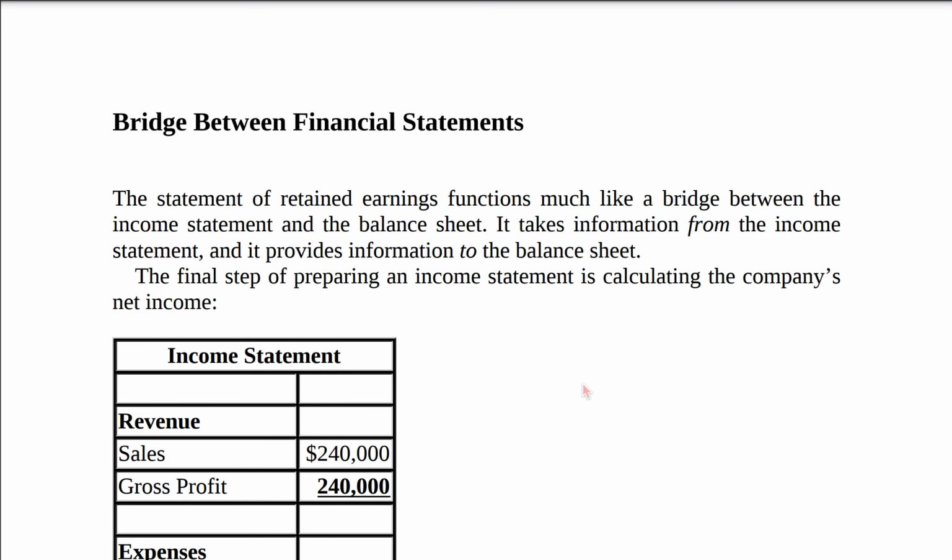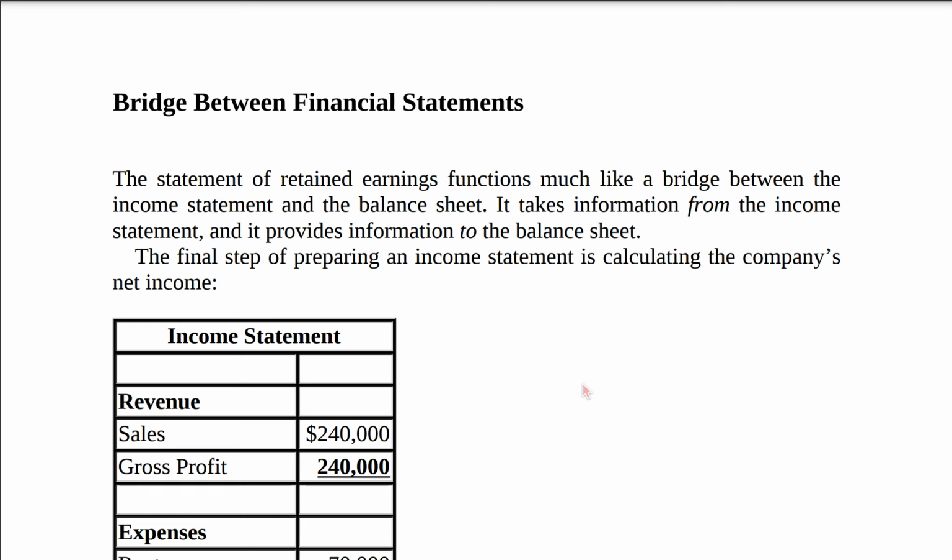Okay, and retained earnings also act as a bridge between the income statement and the balance sheet. It takes information from the income statement and provides information to the balance sheet, because we will calculate retained earnings after preparing our income statement. The income statement is prepared to get to know the net income of the company.